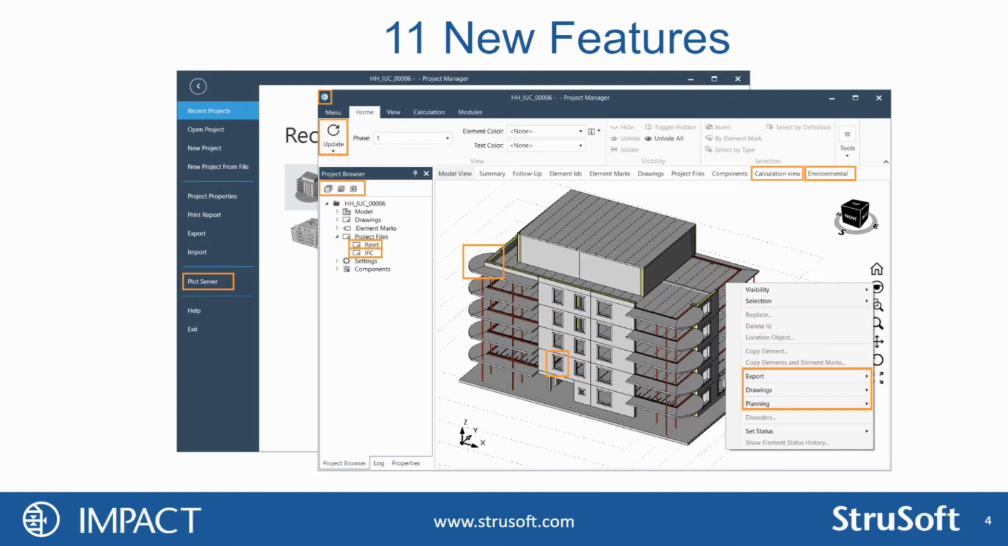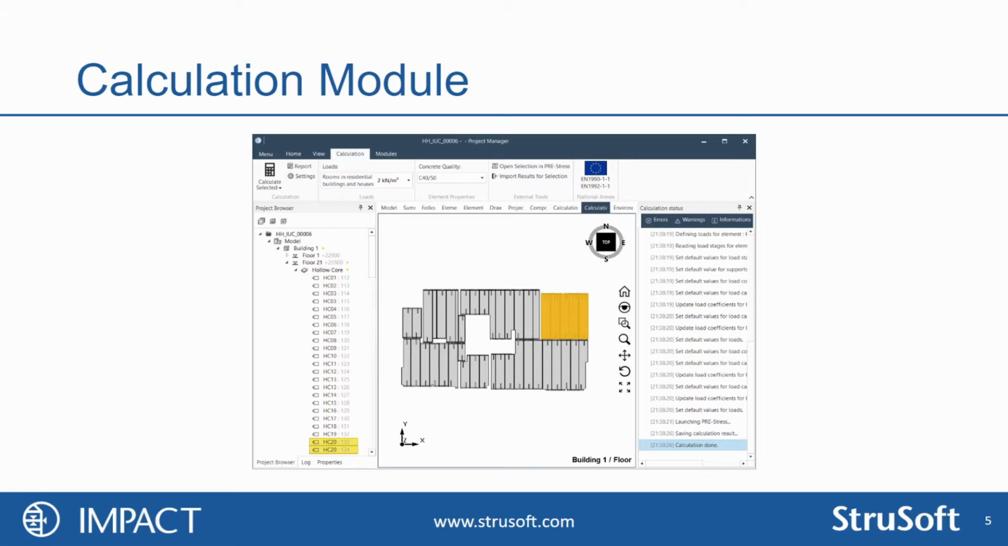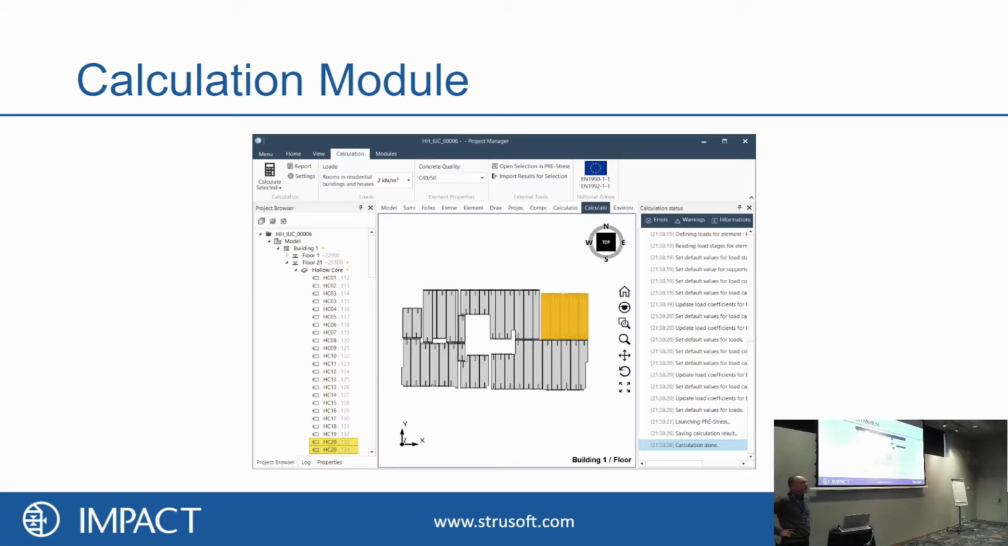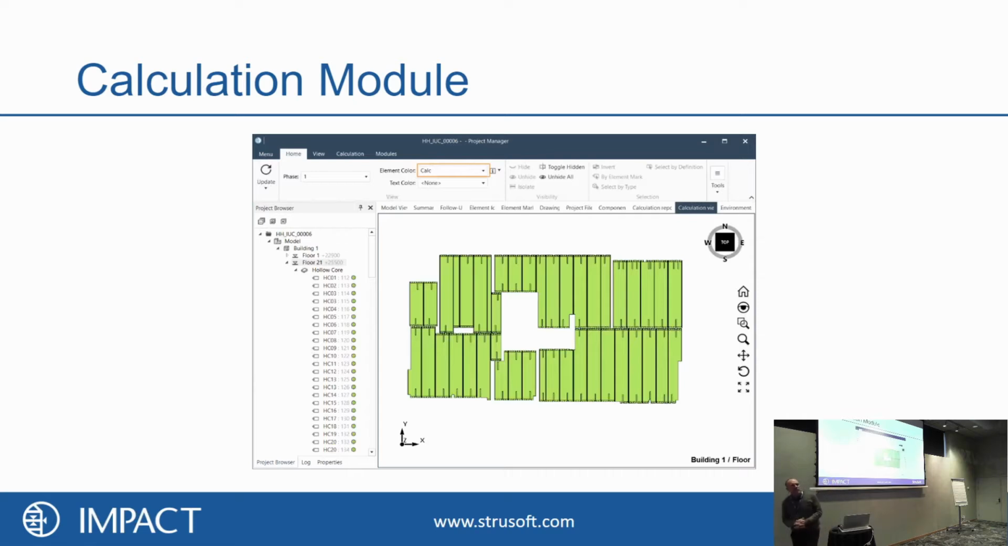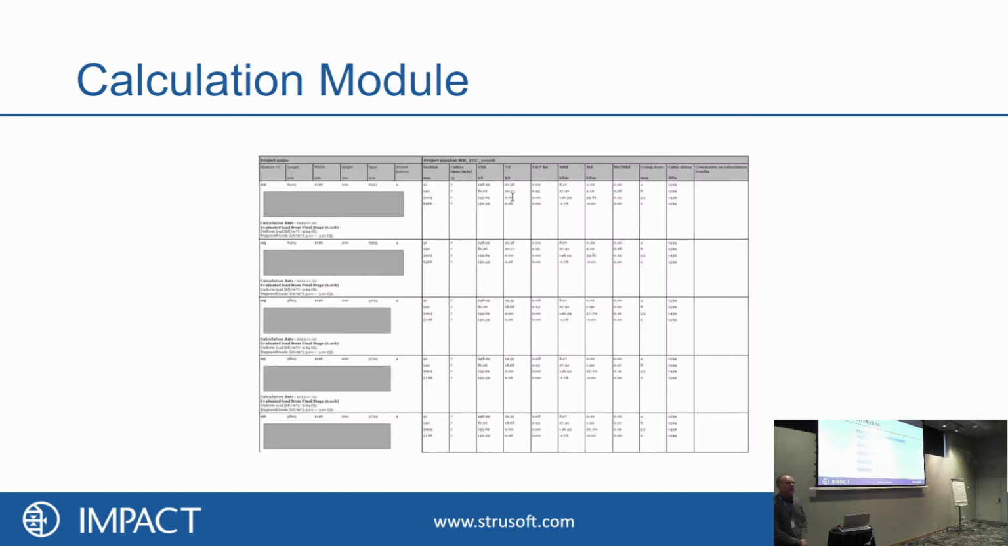So I will focus on those 11 new features. First of all, we introduce now a calculation module integrated in PM. And it's a new tab, and what you can do, you can select the pre-test elements, slabs, hollow cores, and beams, and calculate inside PM. And you do a code check, and if you are happy, they will become green, and they are passed. And you can also make a simple report of the calculation result in PM.